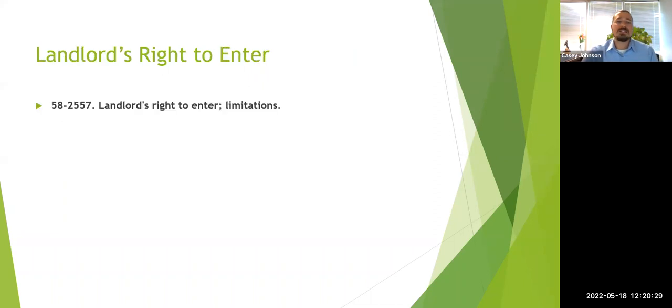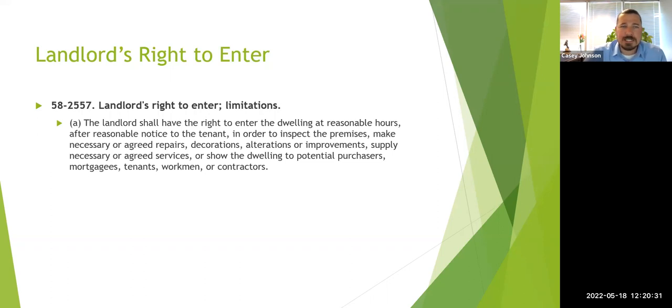The landlord does have the right to enter. It's actually a crazy statute. It says at reasonable times with reasonable notice in order to make necessary agreed repairs. And then the second one is decorations. So apparently, as long as the landlord gives you reasonable notice and comes in at a reasonable time, they can come in and decorate your house for Halloween. That's what the statute says. I've never seen that happen, but that's what it says.